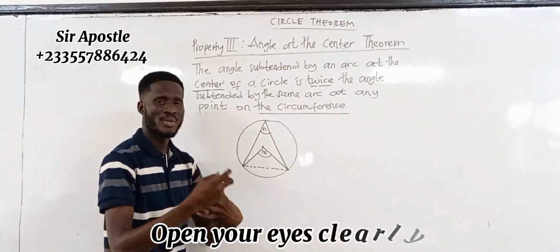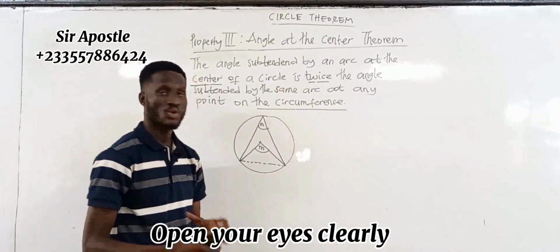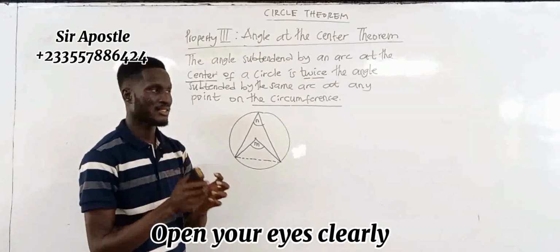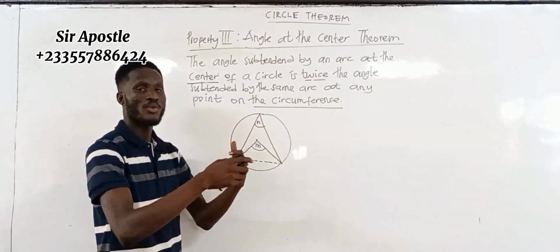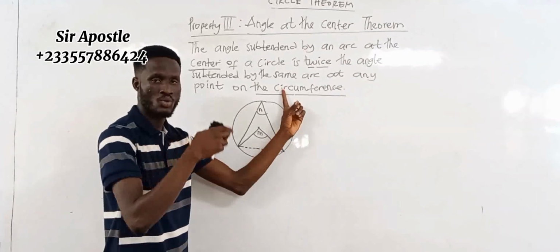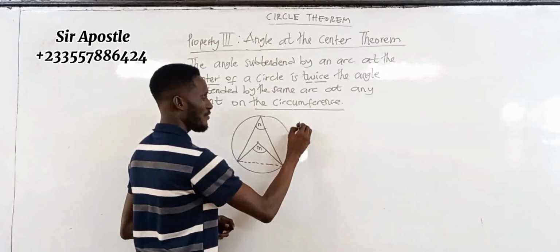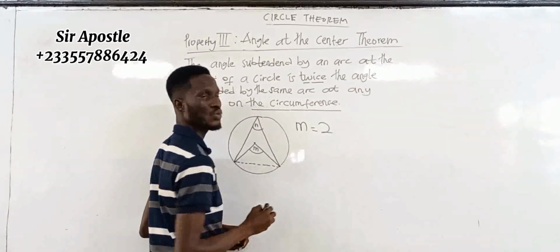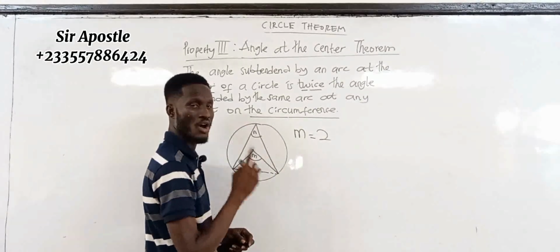It means that when you say twice, twice means multiply by 2. Now, which one are you multiplying by 2? The property says that the angle at the center is twice. That is, when we multiply the angle at the circumference by 2, we get the angle at the center of a circle. It means that the angle formed at the center is twice, 2 times the angle at the circumference of a circle.